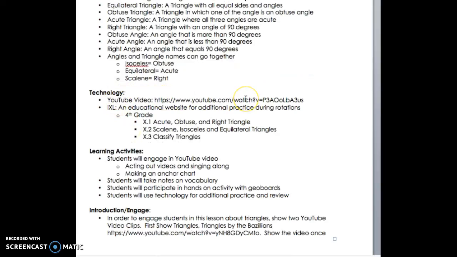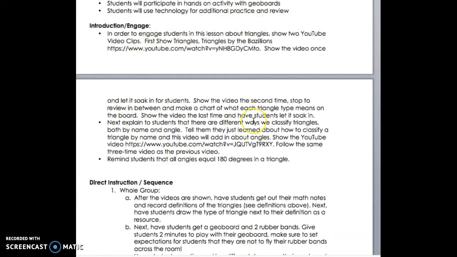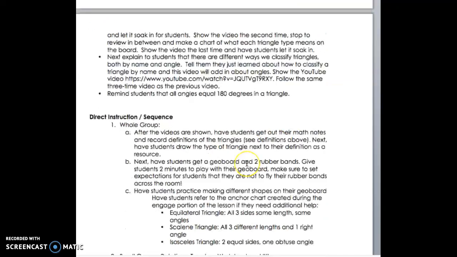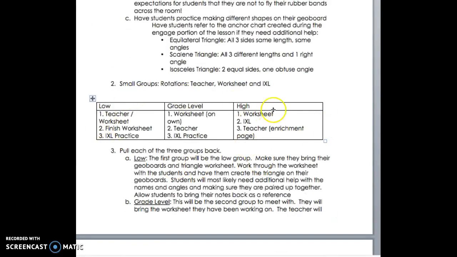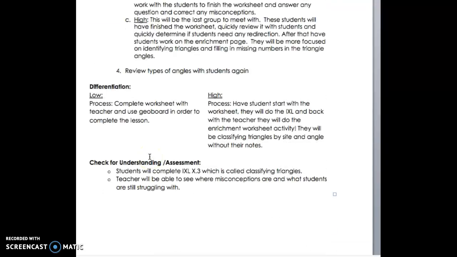They'll be using technology and watching videos. I have them engaging each time by watching a different video so they have that song that they can get in their head and can learn with movement. And then I have a small group time where I can differentiate, and I have each rotation written out and what I'll be doing with each of those groups.